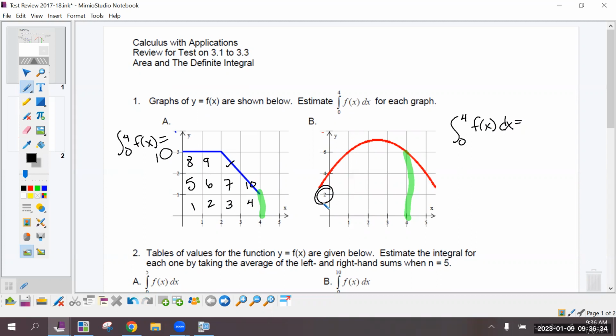I notice now the scale is 2. So it's going to be 2 times however many blocks I count. 1, 2, 3, 4, stop at 4, 5, 6, 7, 8, 9, 10, 11. I don't know, these together maybe make 12 and a half. So 12 and a half times 2, 25.